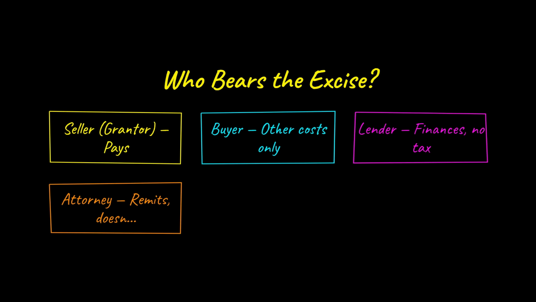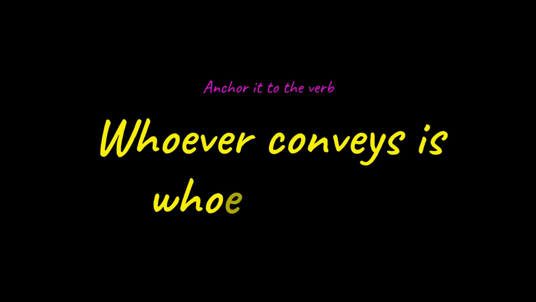The excise belongs to the seller, the one conveying title. The cleanest way to remember it: the one who conveys is the one who pays. That's the seller, not the buyer who receives, not the lender who finances, and not the attorney who merely remits.